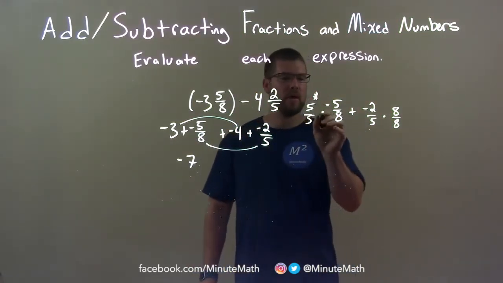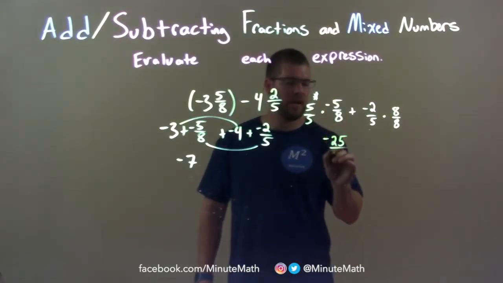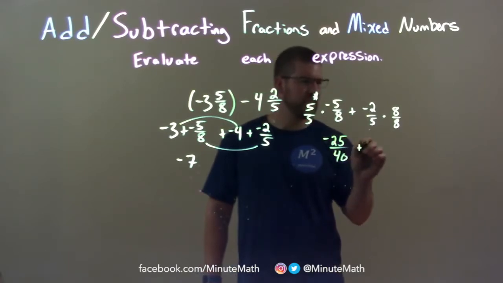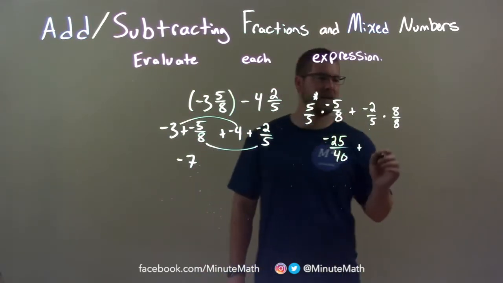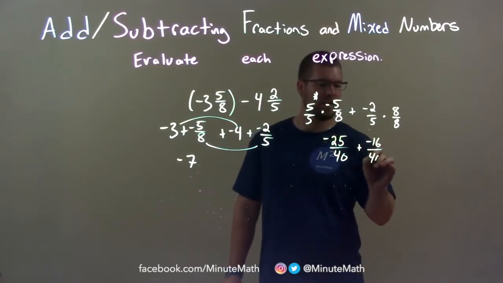All right, multiplying them across, 5 times negative 5 is negative 25, and 5 times 8 is 40. Then negative 2 times 8 is negative 16, and 5 times 8 is 40 again.